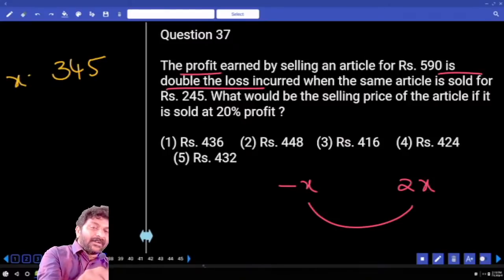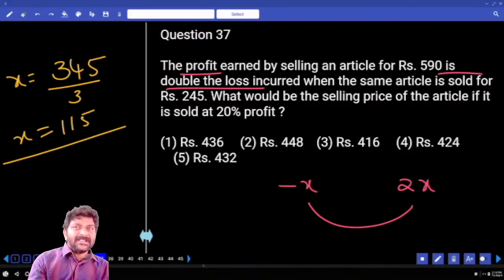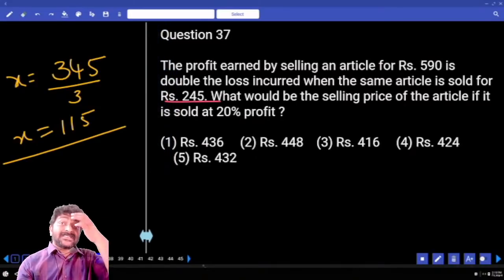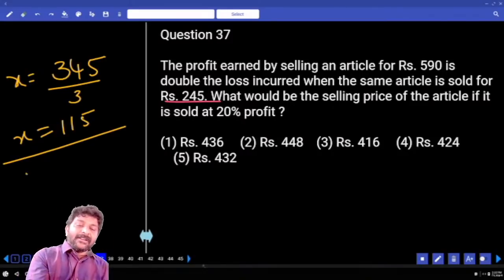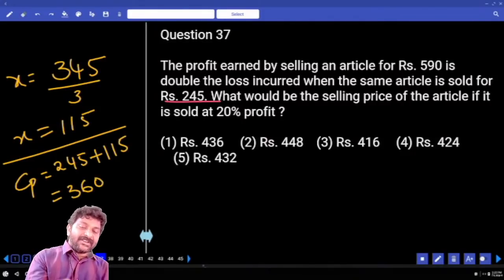Then x is equal to 345 divided by 3, which is 115 only. What was treated as x? Loss. Profit? 2x. So now, in the second case, there was a loss, correct? So to get the cost price from the selling price 245, we have to add the loss, that is 115. Then the value becomes 360 only.